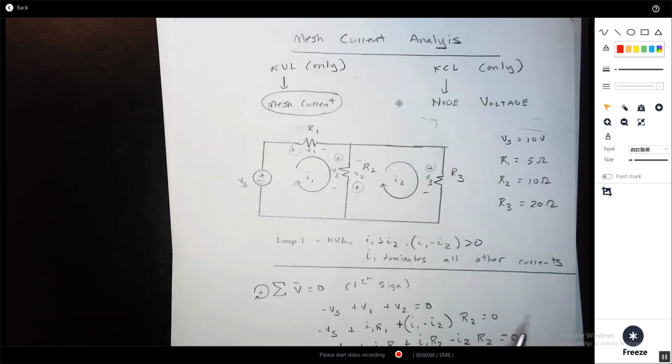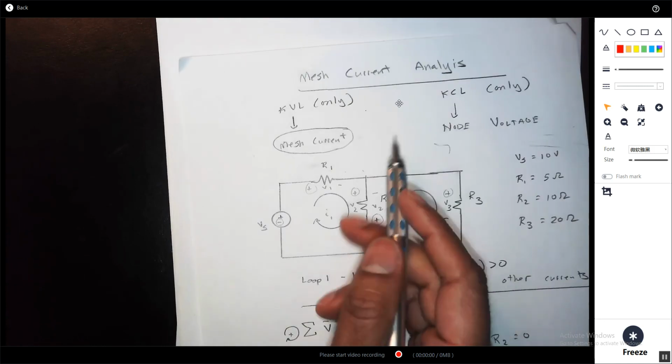What we're going to do is a second example. This would be example one. We're going to do an example two shortly.